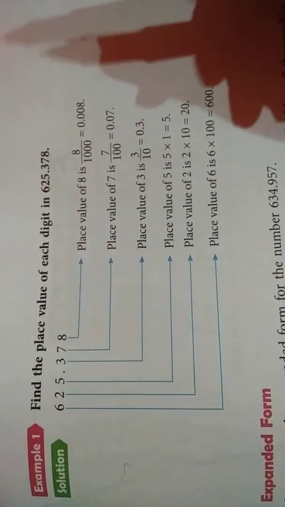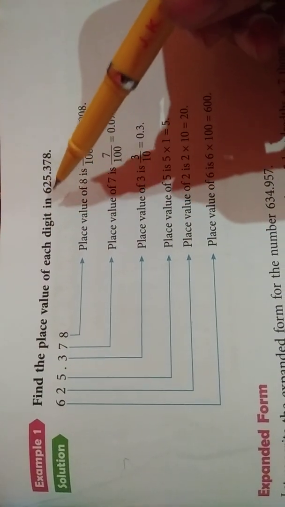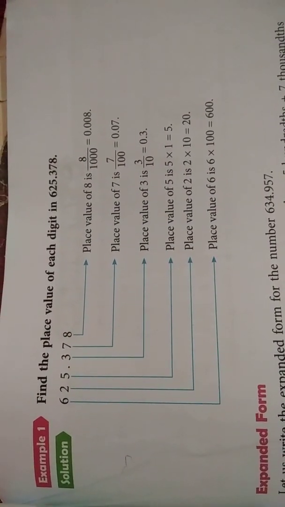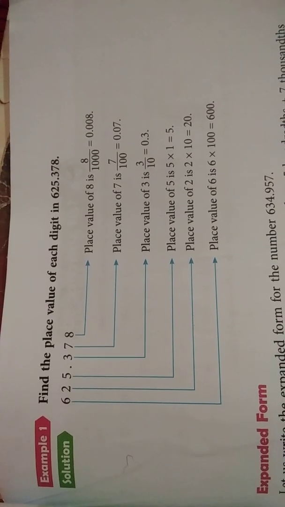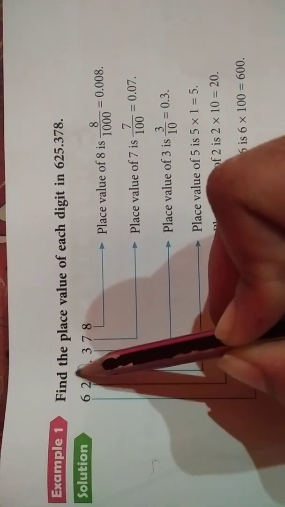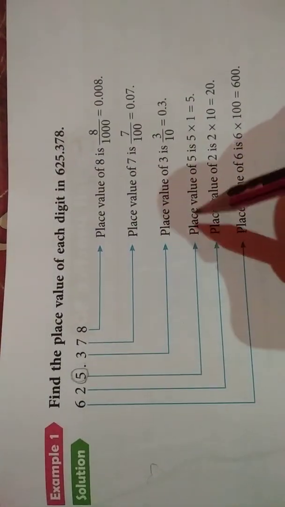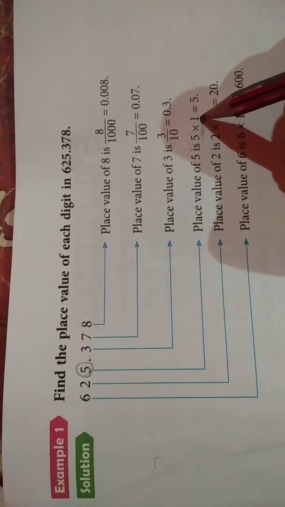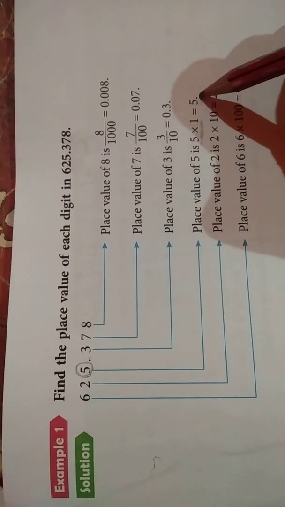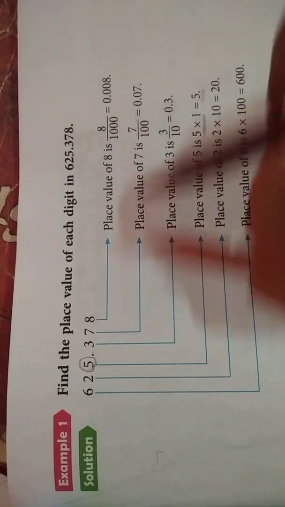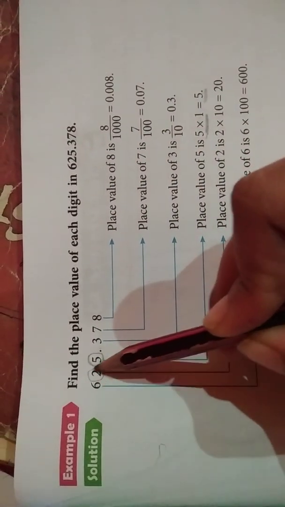Now here we have the question: find the place value of each digit in 625.378. So let's solve the part before the decimal. So this will be ones, right? So what we will write is 5 into 1, because it is the ones place. When we solve 5 into 1, it will be 5. So the place value for this is 5.